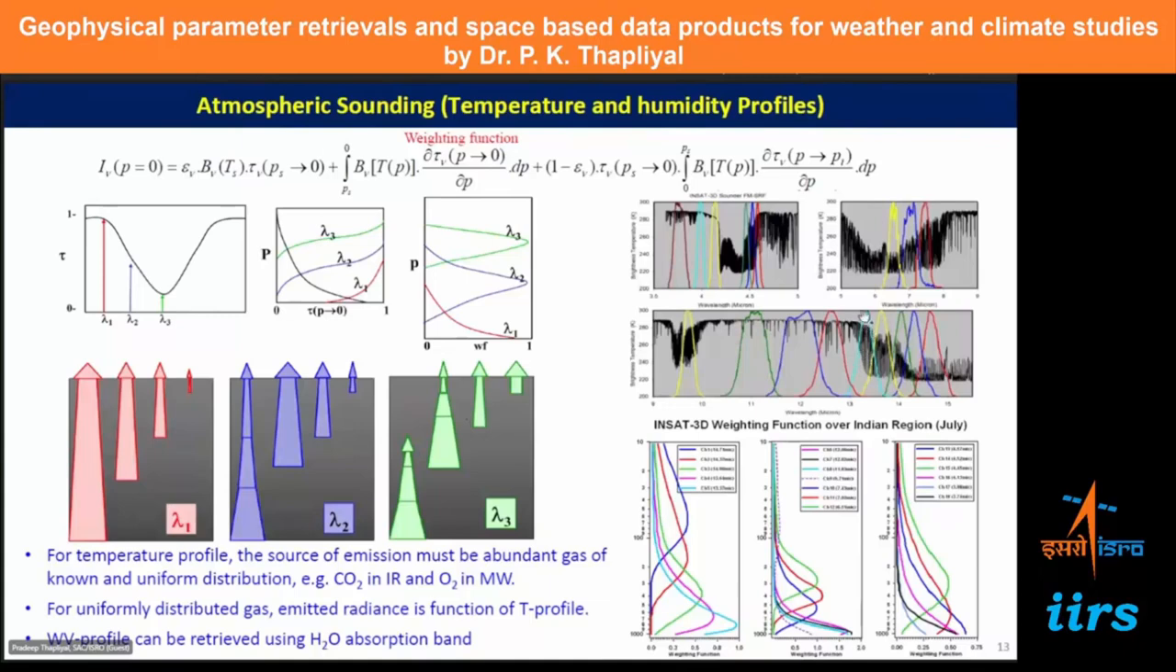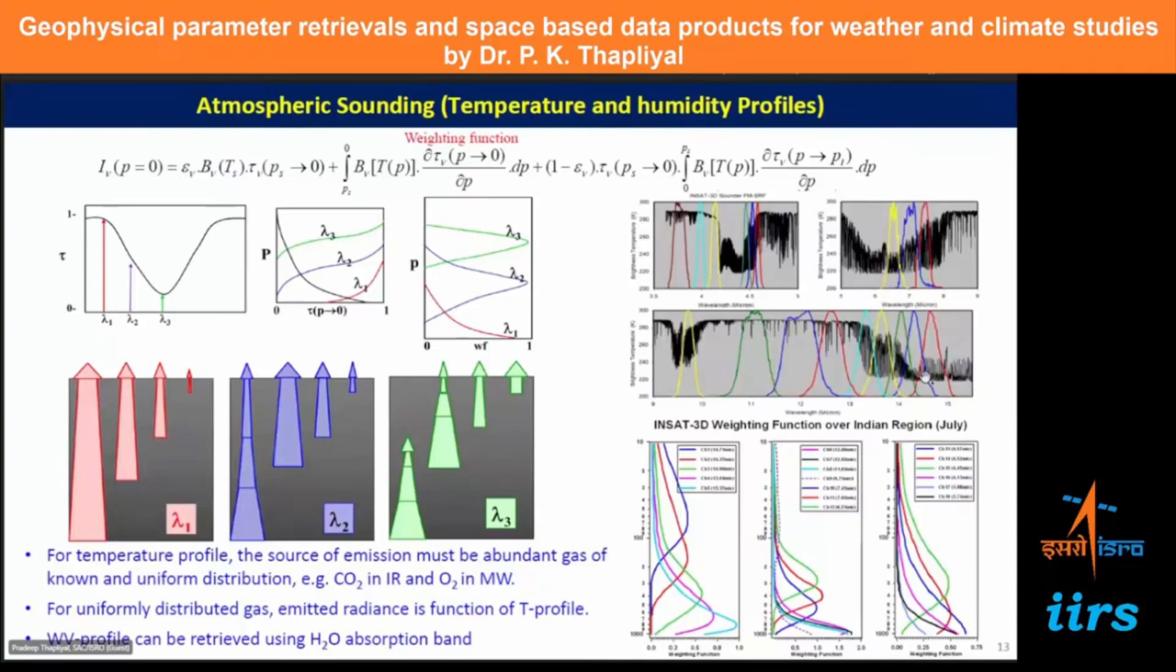So by making measurements in the CO2 absorption band, you can invert those brightness temperature information into a temperature profile in the atmosphere. And the method I have shown earlier is you can either make a statistical regression or you can make a physical retrieval for retrieving this information. Now, this is for temperature retrieval.